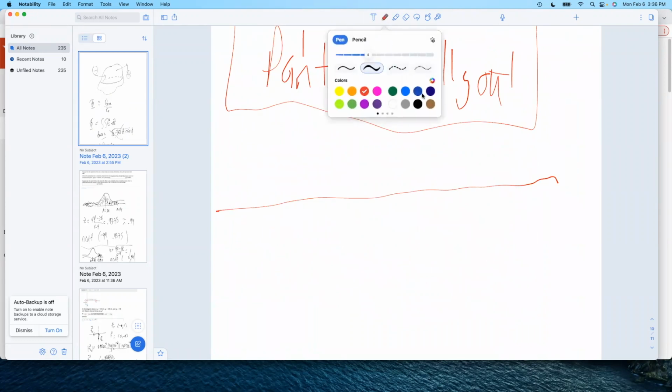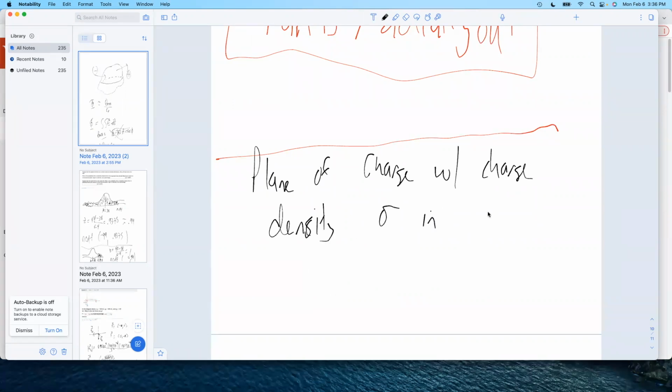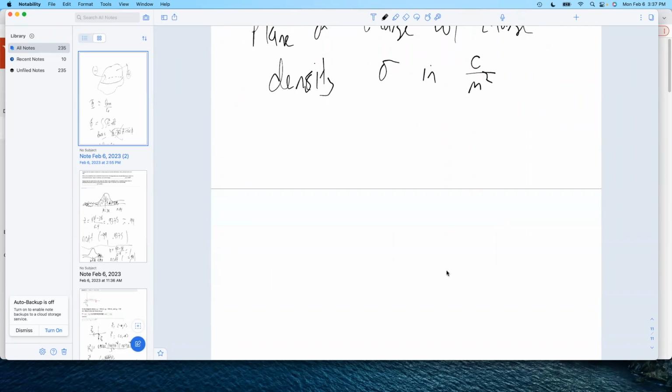I'm going to do it for you. Let's do a plane of charge with charge density sigma, and this will be in coulombs per square meter. So it's a charge density per unit area. So I've got some infinite plane of charge.